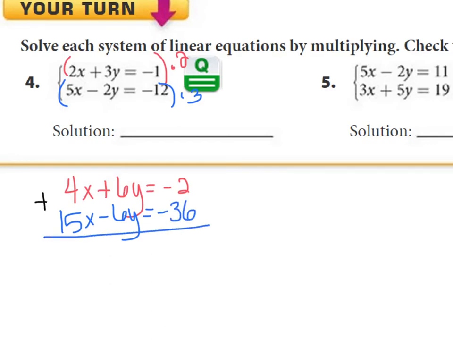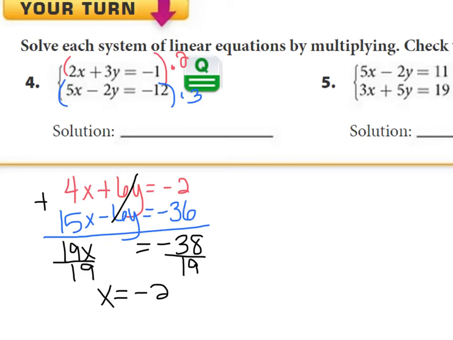So now that I have opposites, I can add them together. 4x plus 15x is 19x. My y's eliminate. Negative 2 and negative 36 is negative 38. Divide by 19 to solve for x. So x equals negative 2. That's not a good enough answer because if I have x, I also need to find y.